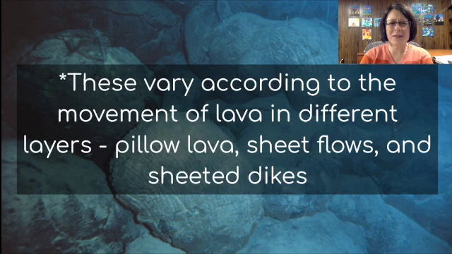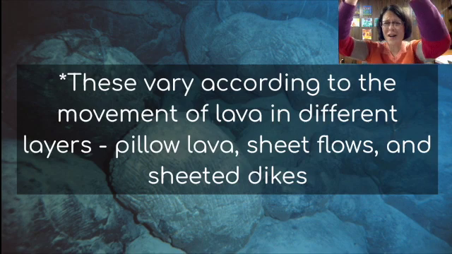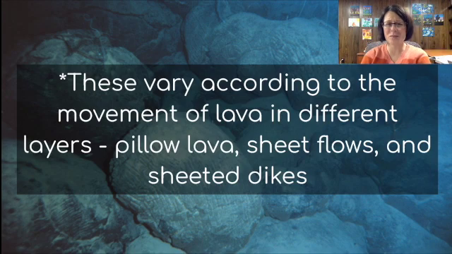And these vary according to the movement of lava in different layers. There's pillow lava, which you see in the background here. It's kind of bubbly looking. There are sheet flows that can happen. This is where it covers a large area like a sheet. Kind of interesting that there's bed covering terminology here that they use. And sheeted dikes. These are pillars that go up through. There's igneous activity, volcanic activity, and the igneous rock goes up through cracks, and that's what forms the dikes.